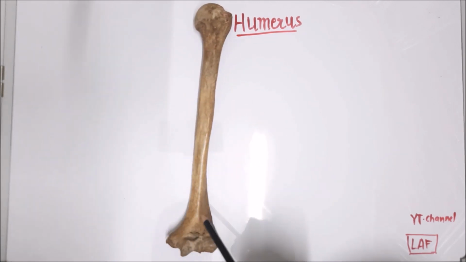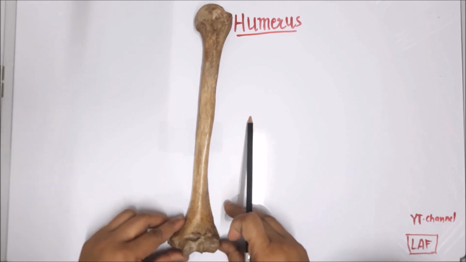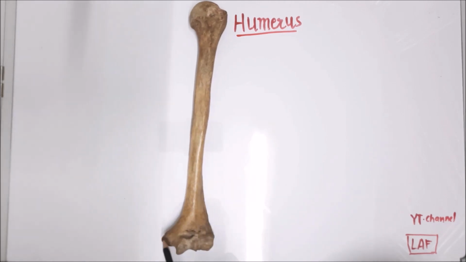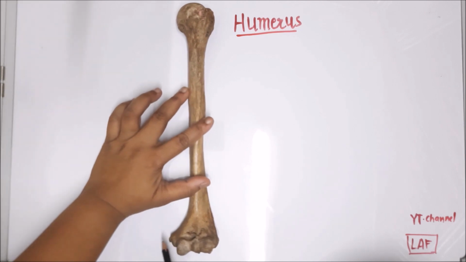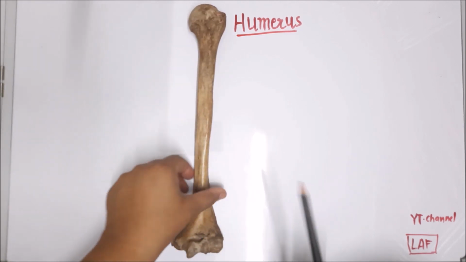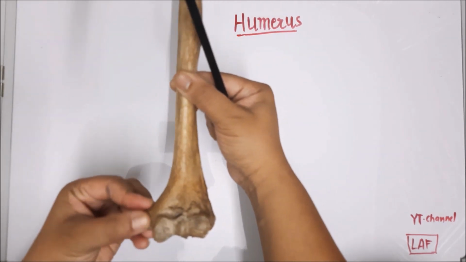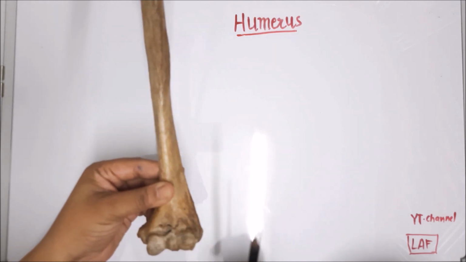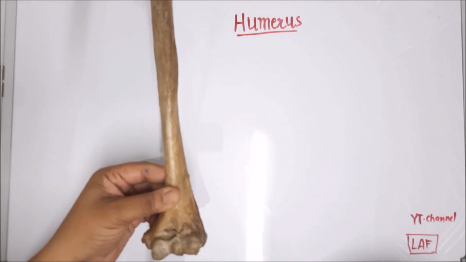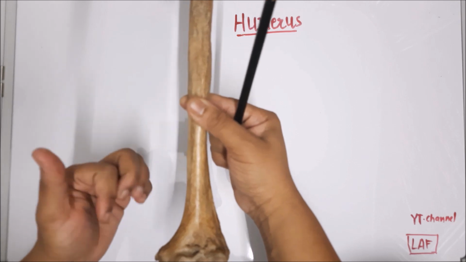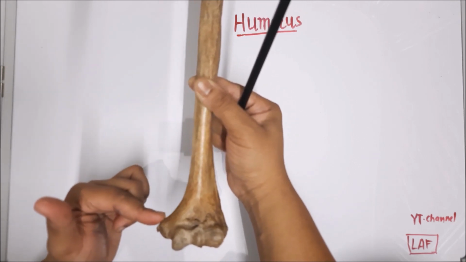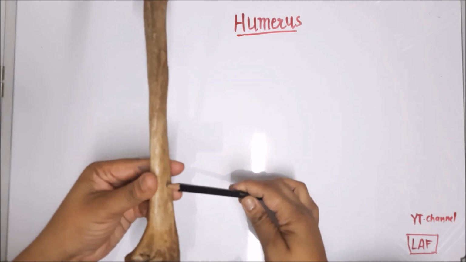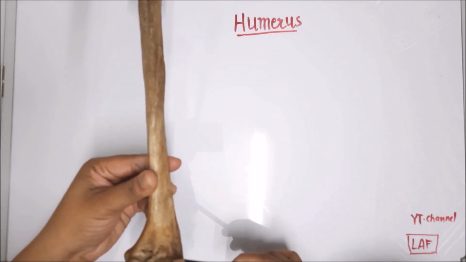you can see it consists of two epicondyles, this and this. The medial epicondyle is more prominent than the lateral epicondyle. So this one is the medial epicondyle and this one is the lateral epicondyle. Just above the epicondyles are the supracondylar ridges. This one is the medial supracondylar ridge, and this one is the lateral supracondylar ridge.